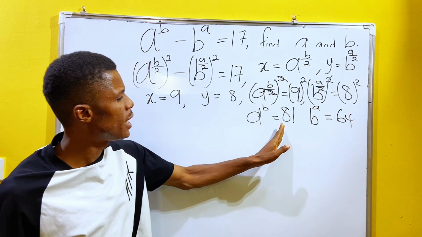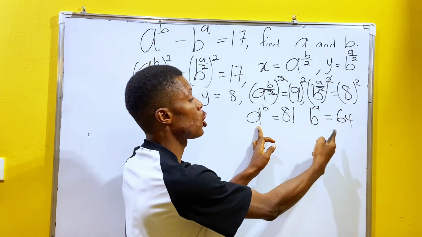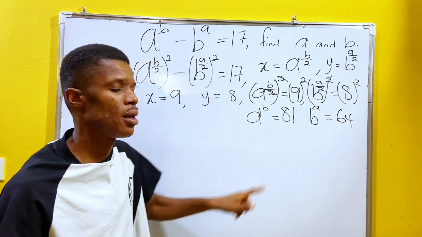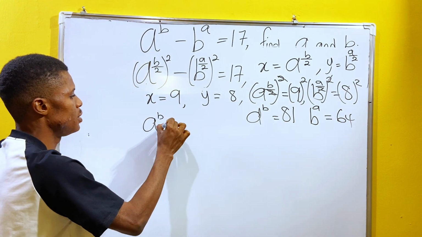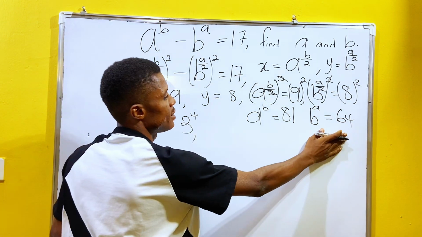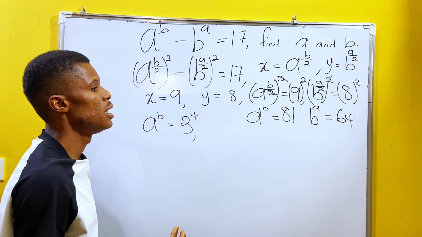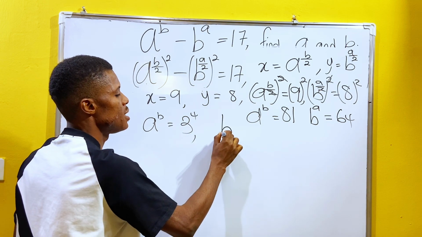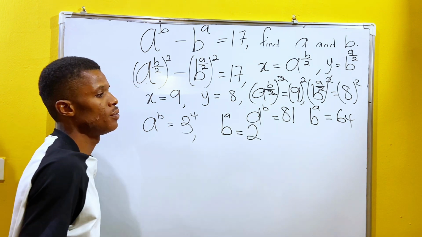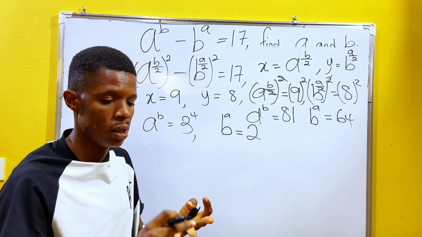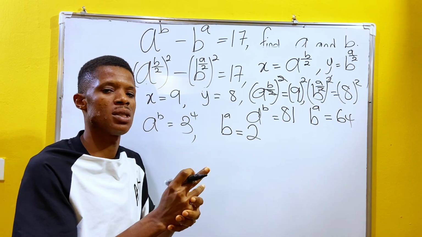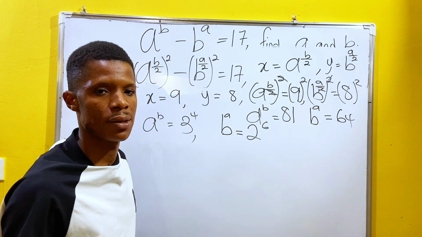At this point, you can see that we'll try to solve and compare. Okay? That means I can write 81 in terms of 3: a to the power of b is equal to 3 to the power of 4. And I can write 64 in base 2: b to the power of a is equal to 2 times 2 is 4, times 2 is 8, times 2 is 16, times 2 is 32, times 2 is 64. That is 2 to the power of 6.